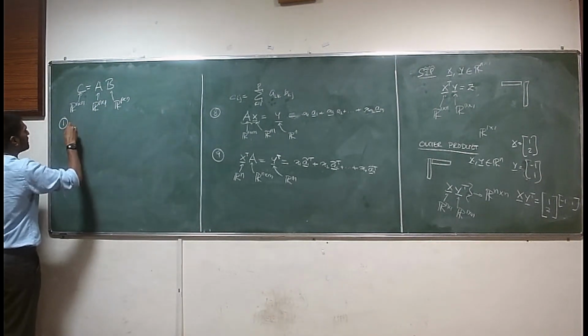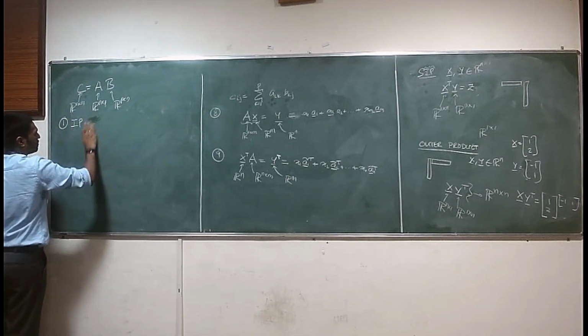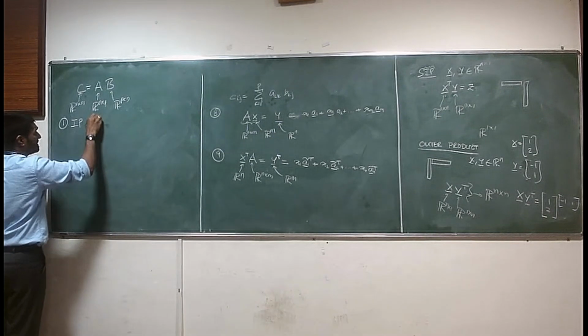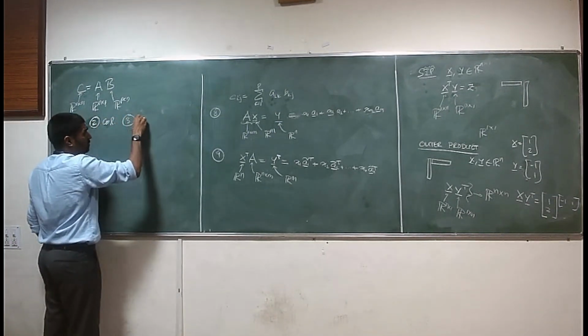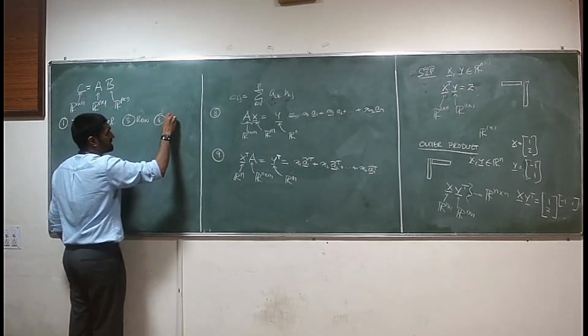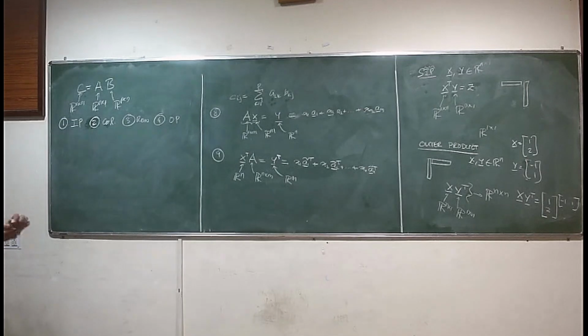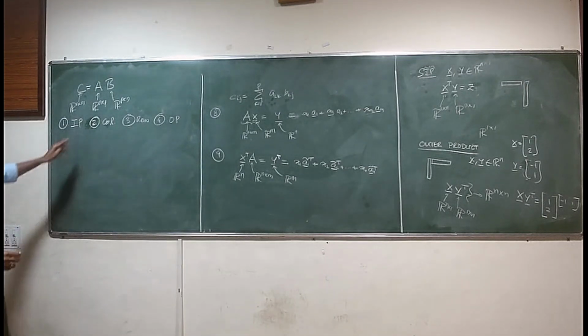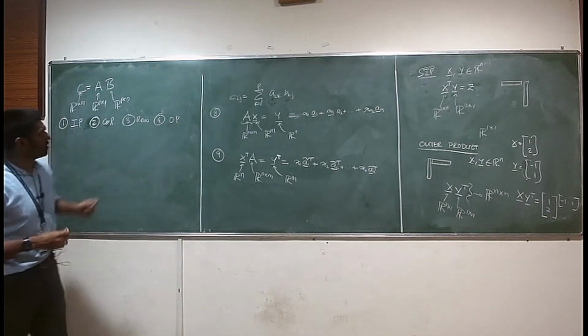I'll just list them first, and then we'll go through them one by one. The first one is called the inner product interpretation. The second one is called the column interpretation, the third is the row interpretation. The fourth one is the outer product interpretation. And all of them are useful in their own right. In different applications, you might want to look at matrix multiplication like this. Some other application, you might want to look at it like this, and so on and so forth.